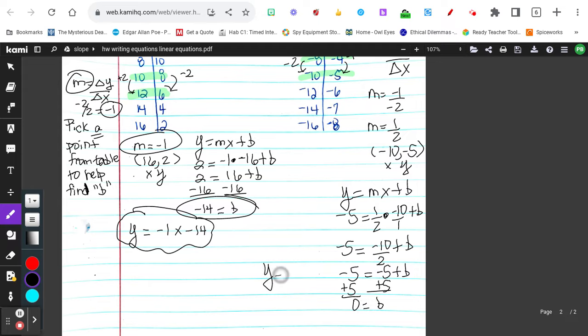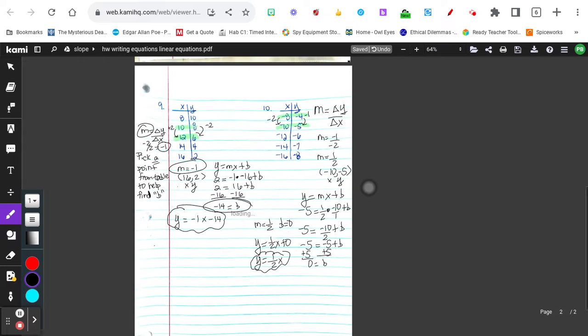So you can write the equation. You got an m of 1/2. And you have a b of 0. You can write y equals 1/2 x plus 0. But I would just write y equals 1/2 x and leave it like that. Okay. All right, I'm going to show you one more thing.